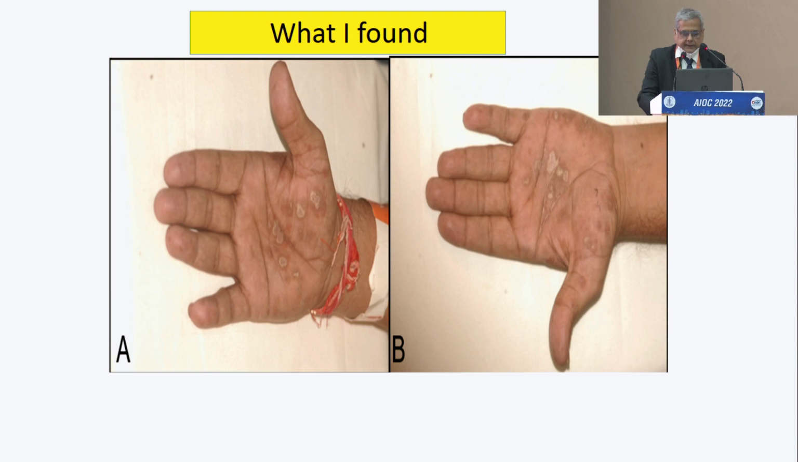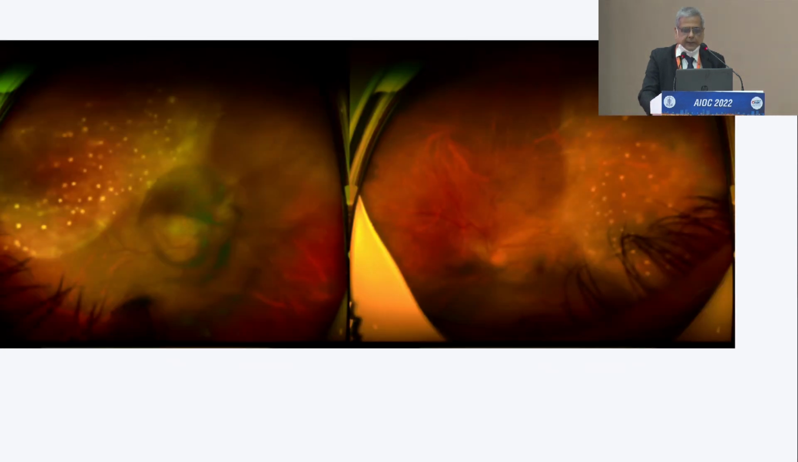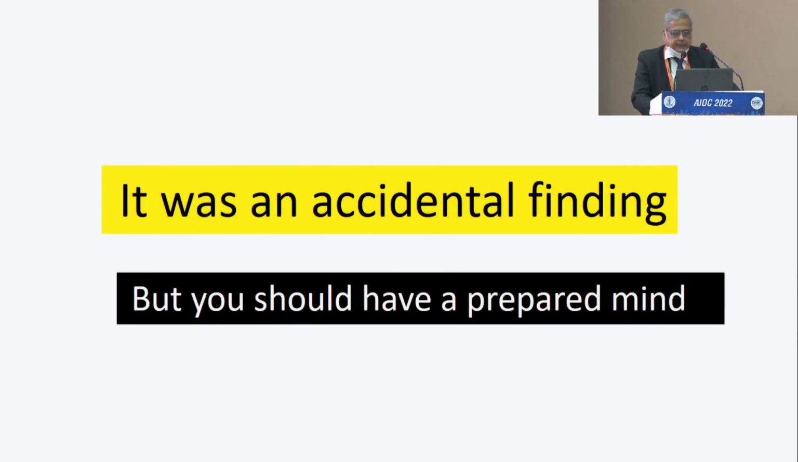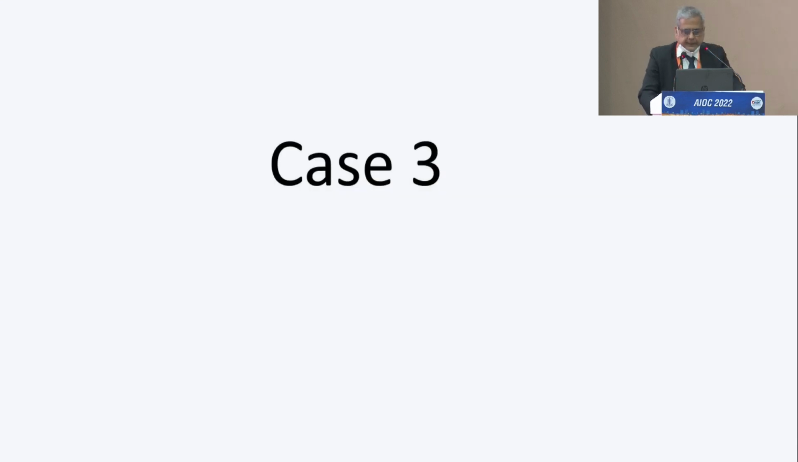That made it no difficulty to reach the diagnosis when I found the subretinal precipitates with exudative retinal detachment. It was a syphilitic retinitis. RPR and TPHA came positive, it was treated with intravenous injection of penicillin, and after treatment everything resolved. It was an accidental finding, I agree, but you should have a prepared mind.